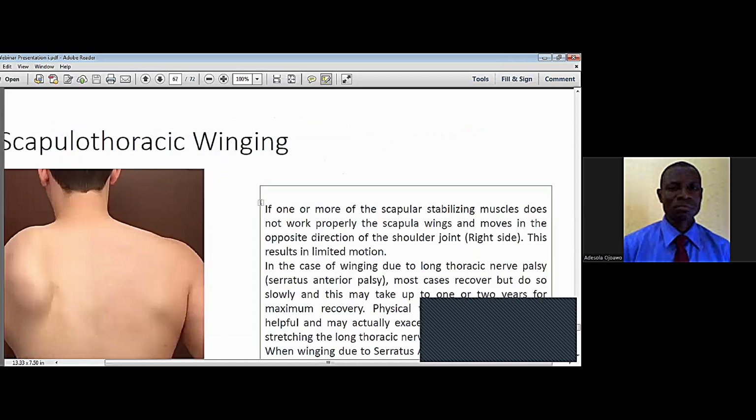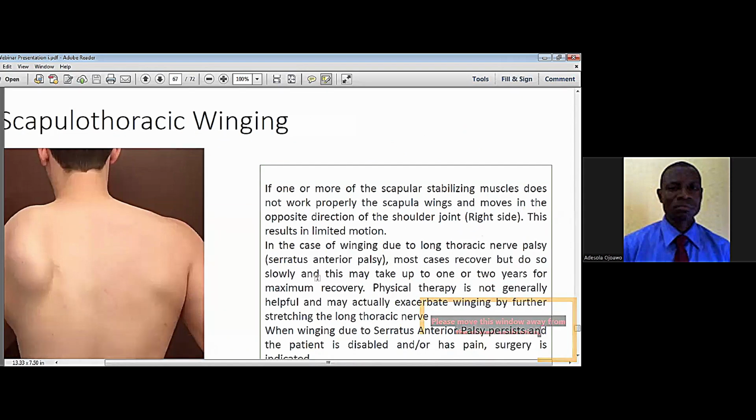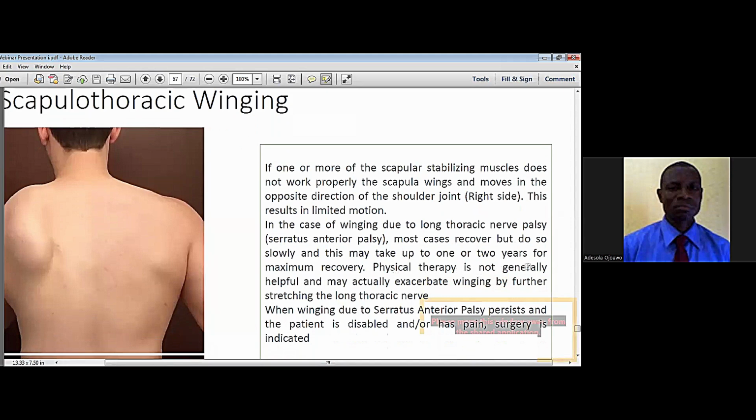We are getting towards the end of it. Then scapular winging, when one or more of the scapular stabilization muscles does not work properly, maybe subscapularis or supraspinatus or teres major, they are not really working very well. There can be what we call winged scapula. In the case of winged scapula, long thoracic nerve palsy, serratus anterior palsy, most cases recover, but do so slowly. This may take up to 1 or 2 years for maximum recovery.